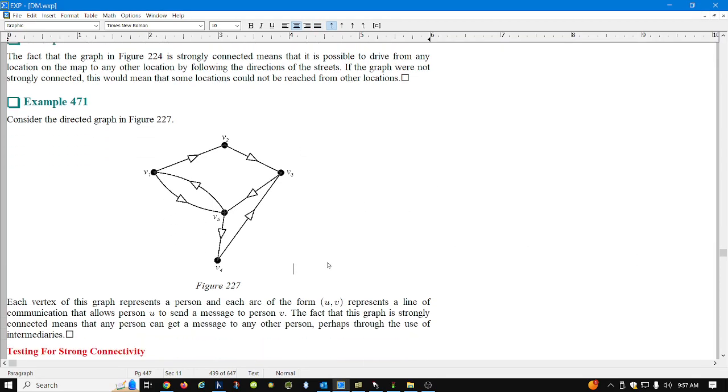Here's a directed graph, and let's say each vertex represents a person, and each arc of the form UV represents a line of communication that allows person U to send a message to person V. Now, the fact that this graph is strongly connected means that any person can get a message to any other person, but perhaps through intermediaries. This would apply equally well to the case of countries and communication routes between countries.